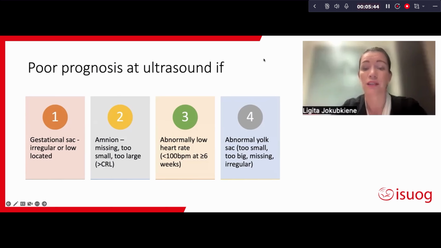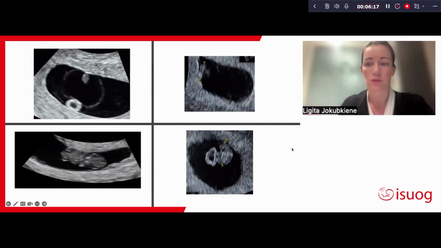There is some biological variation, of course, but if we see a low heart rate that is below 100 beats per minute and the pregnancy is at least 6 weeks of gestation, we might consider it a sign of poor prognosis, even if there is some heartbeat. And of course, the yolk sac could be too small, too big, missing, or irregular. We do not measure it, but we can just assess it visually and see the morphology of it. So these are the signs that might be considered for poor prognosis in early pregnancy.